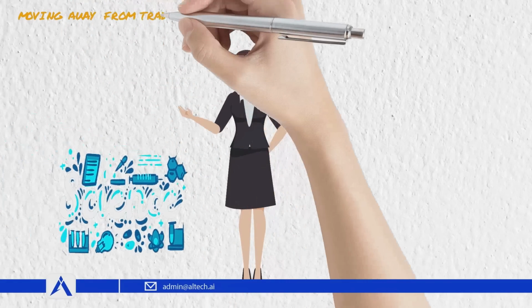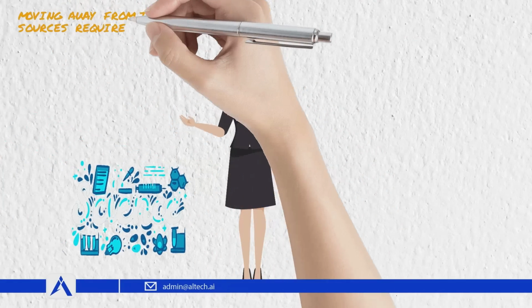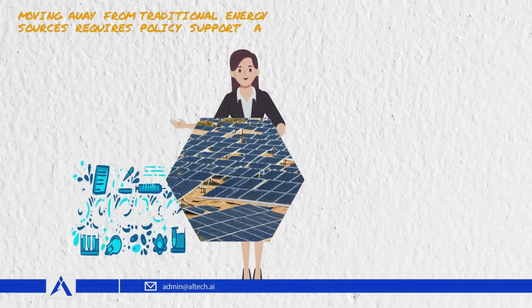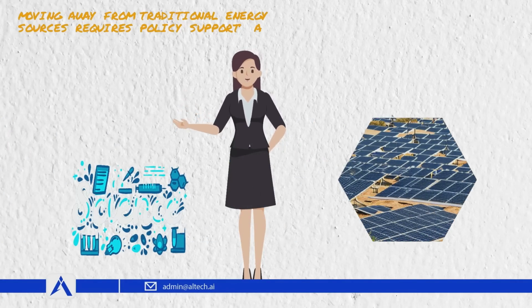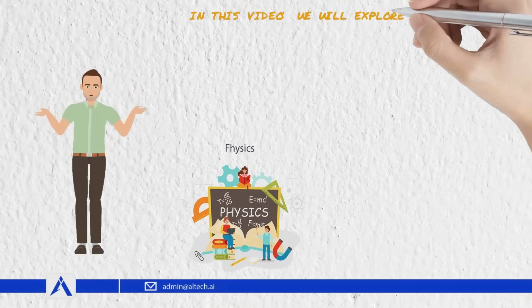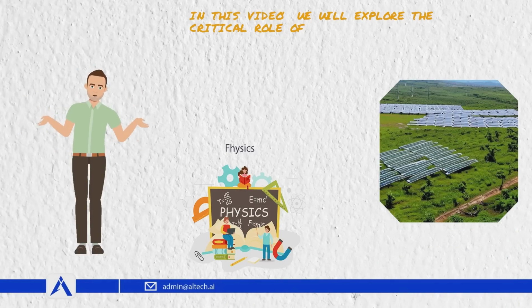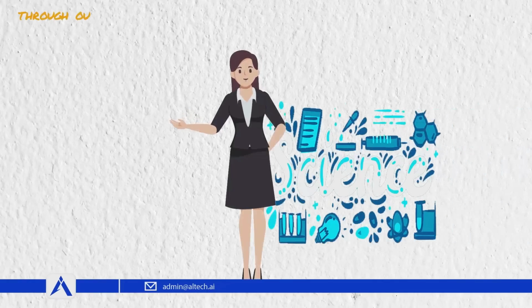However, the transition to renewable energy is not without its challenges. Moving away from traditional energy sources requires policy support, a significant amount of investment, and technical expertise. In addition, renewable energy systems require consistent maintenance and support, which could be improved through skill building and capacity building programs. In this video, we will explore the critical role of renewable energy in reducing energy poverty.